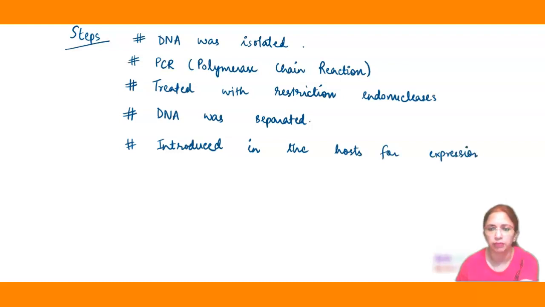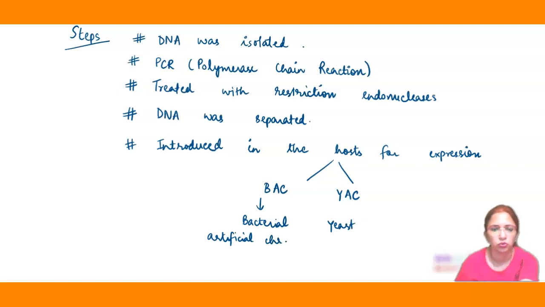Every step will be much clearer to you because it will be told in detail in the biotechnology chapter. Here you must know that two hosts were required. One was bacterial artificial chromosome and another was yeast artificial chromosome, right? So two hosts were taken. One was prokaryotic in origin and another was eukaryotic in origin.